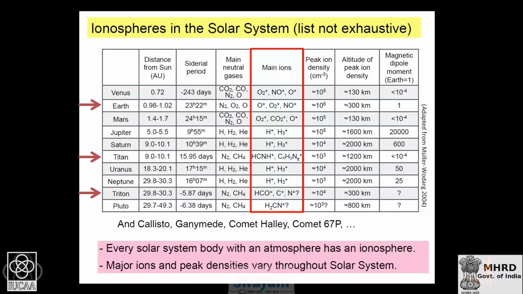Similarly, if you go to Venus and Mars, where you have a CO2 dominant atmosphere, their dominant ionospheric species is O2+, not CO2+, not CO+, not N2+ and not O+ also. So, one has to actually understand what is happening in the atmosphere to know about the processes as well as the dominant ionospheric species.